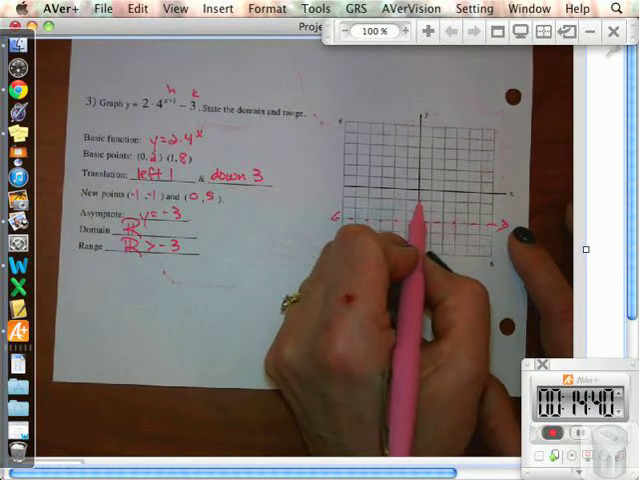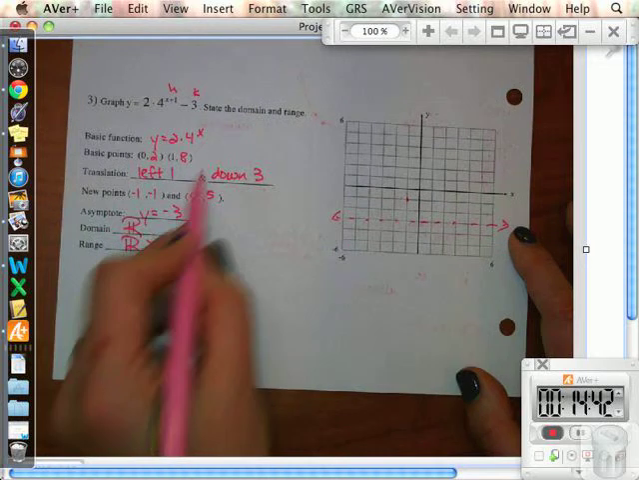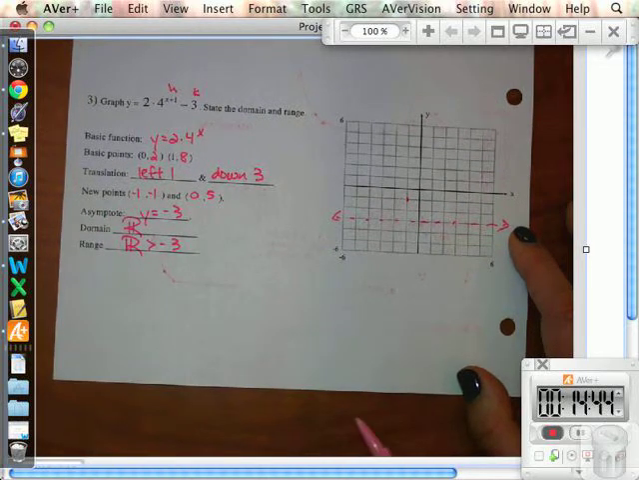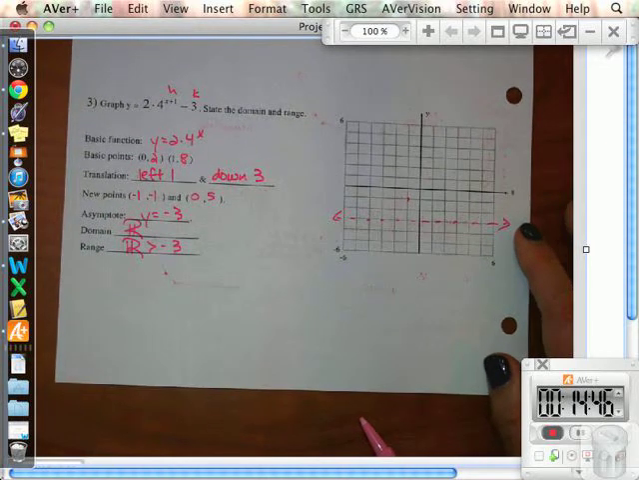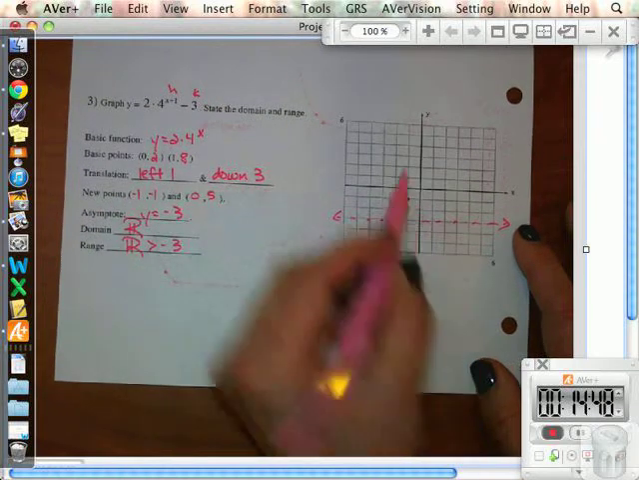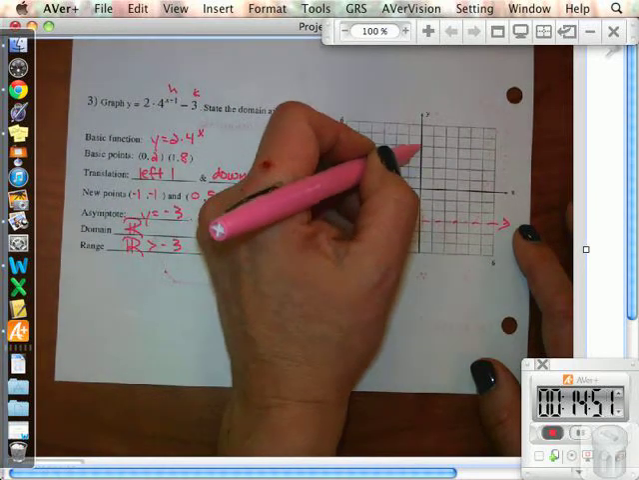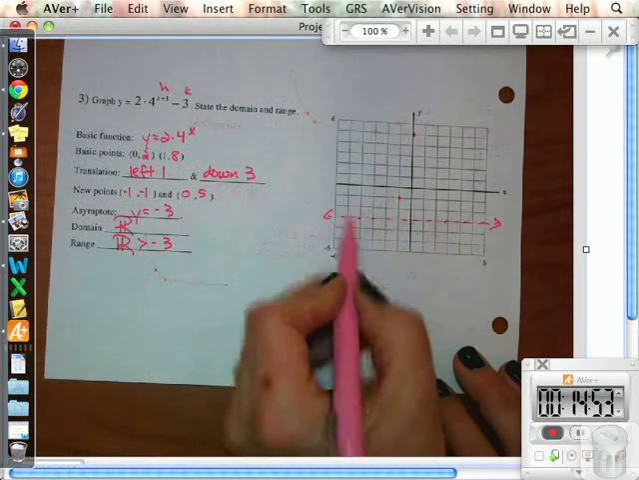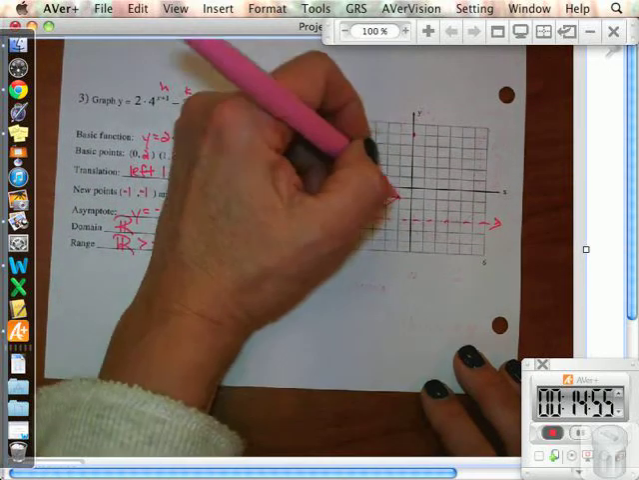Now some of you are seeing that maybe you can shift without all this work. That's fine. If you can visualize that, go ahead. I don't care. Over 0, up 5. 1, 2, 3, 4, 5. So it looks something like this.